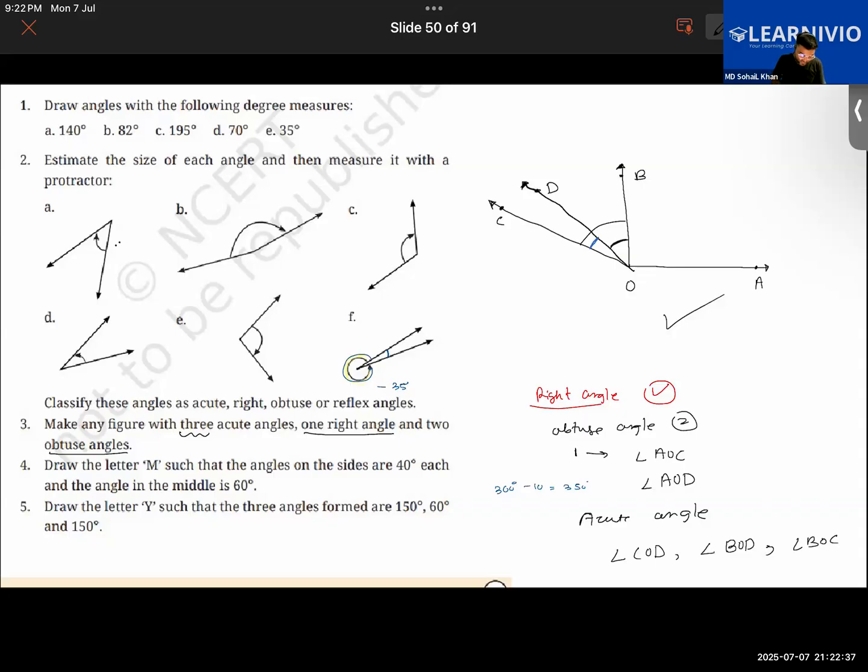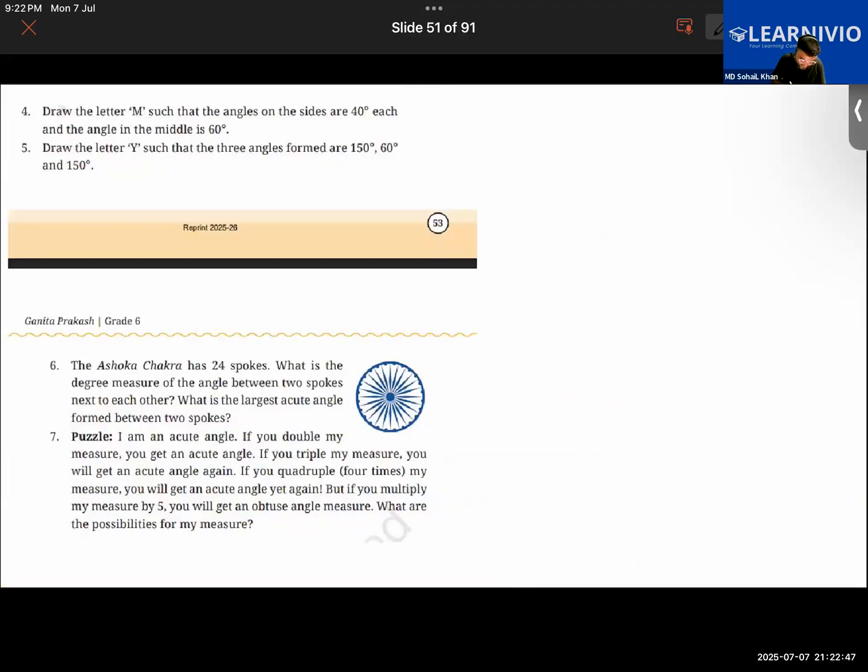Then question number 4. Make the letter M such that the angles on the sides are 40 degrees each and the angle in the middle is 60 degrees. Okay, let's see what it's asking us. So the angle on the sides, like these two angles, each are 40 degrees, and the angle in the middle, like this one, should be 60 degrees. I suppose you guys will be able to draw it yourself.